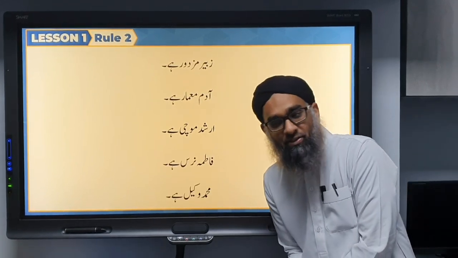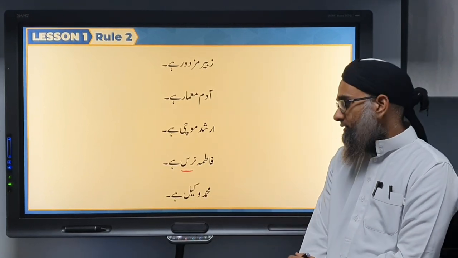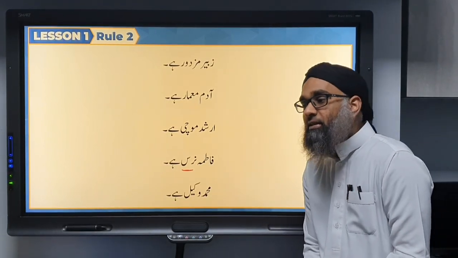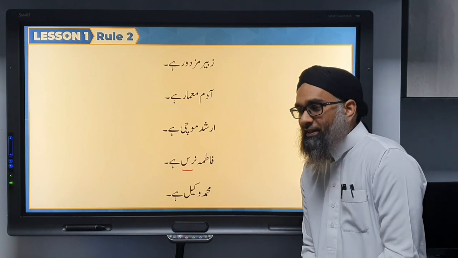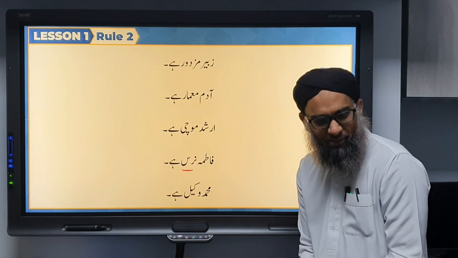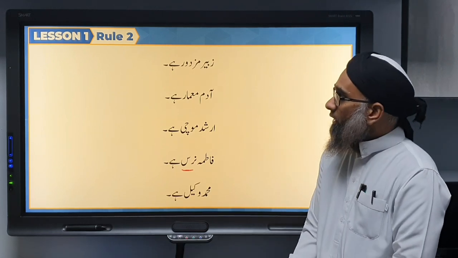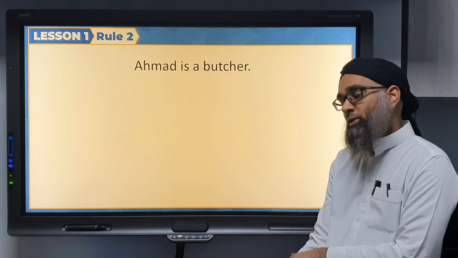And Fatima nurse. Nurse is an English word. So Fatima is a nurse. And Muhammad wakil is a lawyer. Wakil in Arabic is proxy. In Urdu, you also use it for proxy, and depending on the context, you can also use it for a lawyer as well. Got it? Okay.